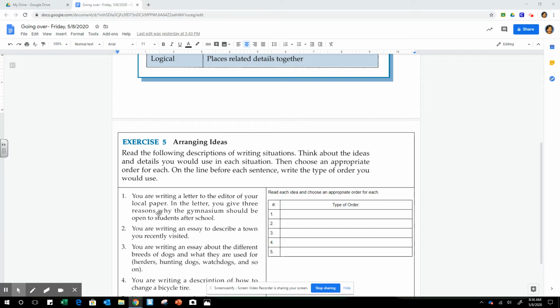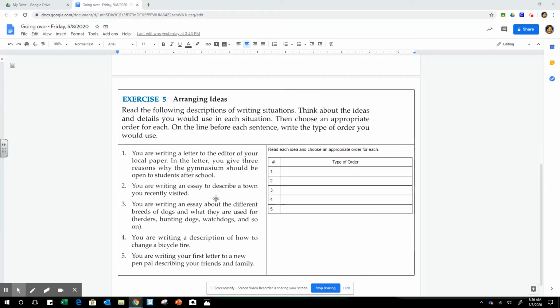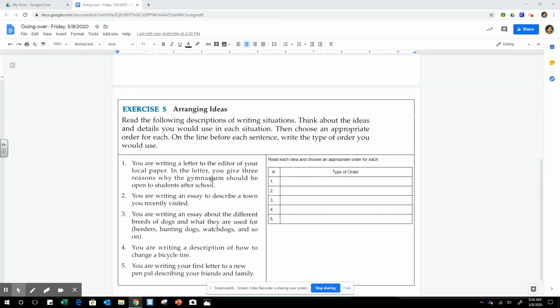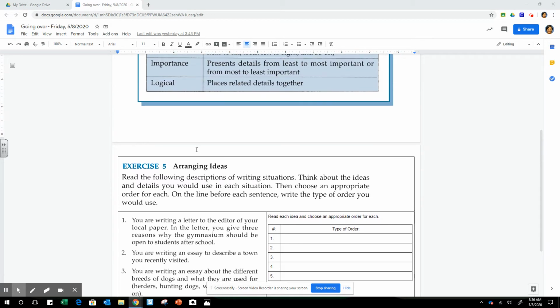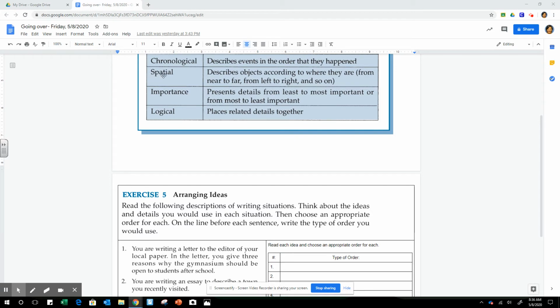So, number one, you are writing a letter to the editor of your local paper. In the letter, you give three reasons why the gymnasium should be open to students after school. All right, so I'm thinking I need to give three reasons why the gymnasium should be open to students after school. I'm not talking about a place where I have to describe its surroundings. That'll be spatial.